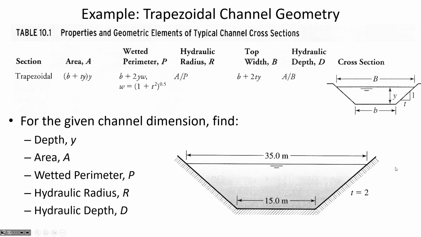And that comes from chapter 10 in your book, table 10.1. It has it not only for trapezoids, but it's also got it for triangular channels, for half circles, ellipses, a variety of different shapes. But for now, we're just dealing with trapezoidal channels. So you'll notice for wetted perimeter, there's this intermediate parameter W that you'll need to calculate. But I think everything that you need is given there for area, wetted perimeter, hydraulic radius, and hydraulic depth.